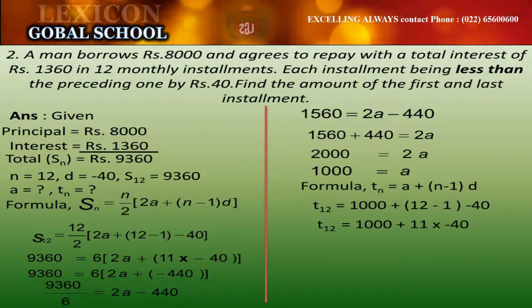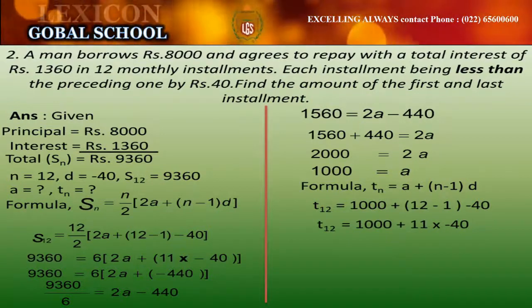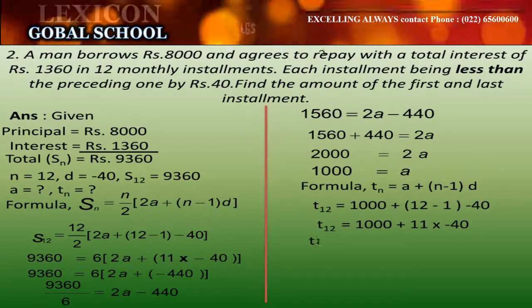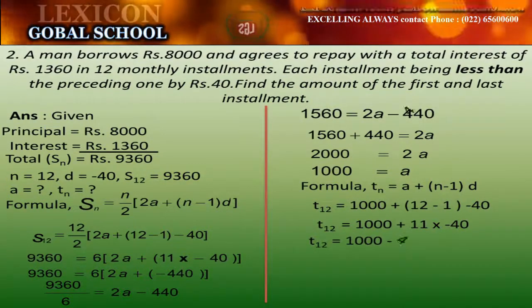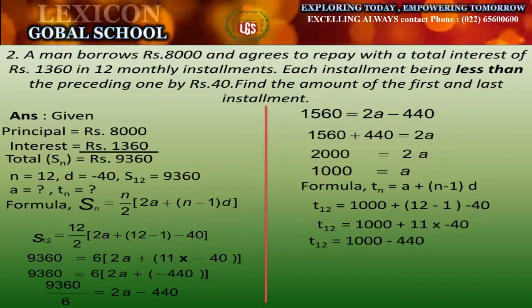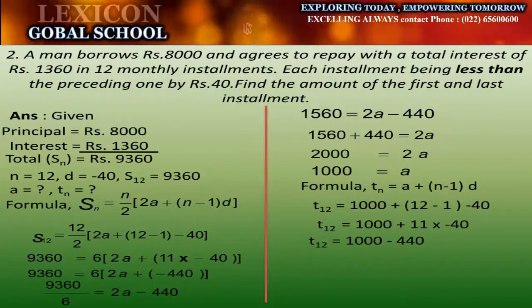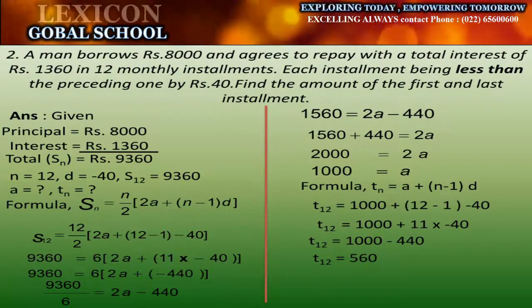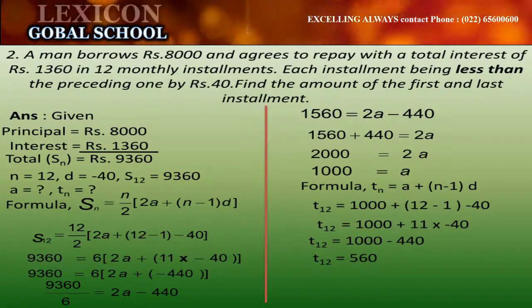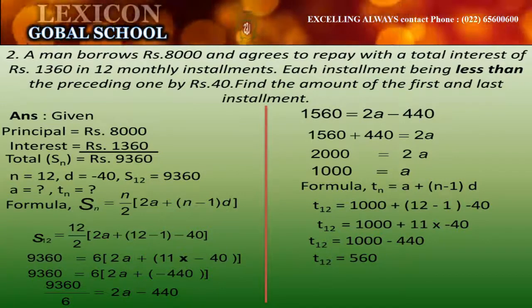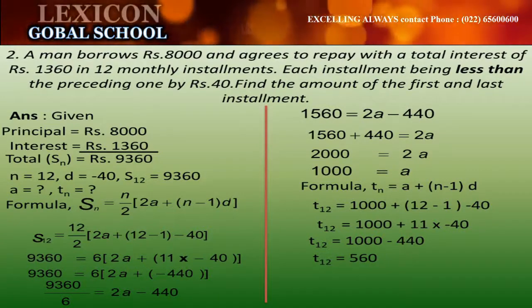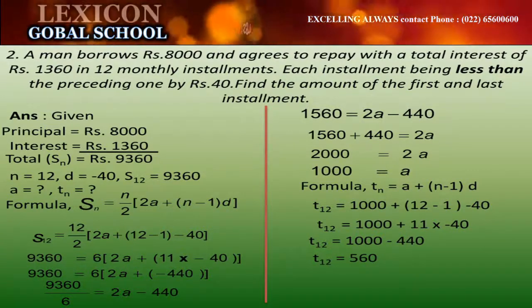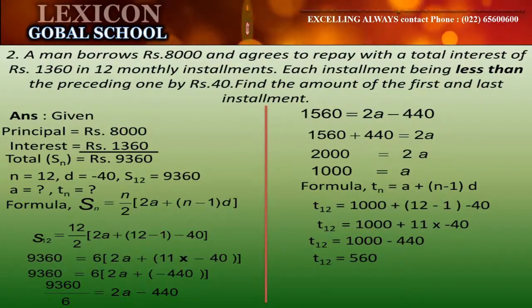T12 is equal to 1000 plus 11 into minus 40. T12 is equal to 1000 minus 440. Plus minus minus. So, 1000 minus 440, your final answer is 560. Therefore, your first term is 1000 and your last installment is 560. Let us move ahead with the third sum.